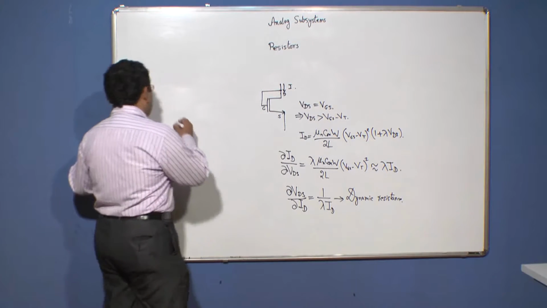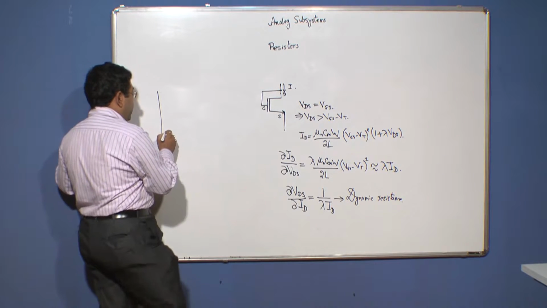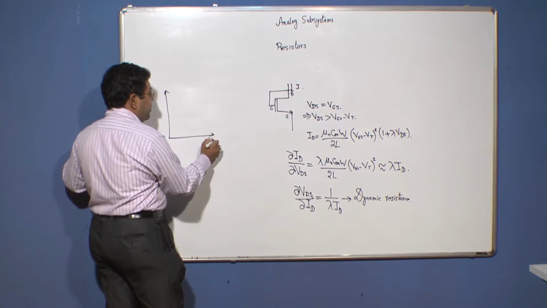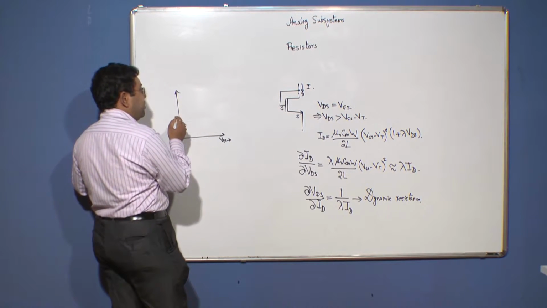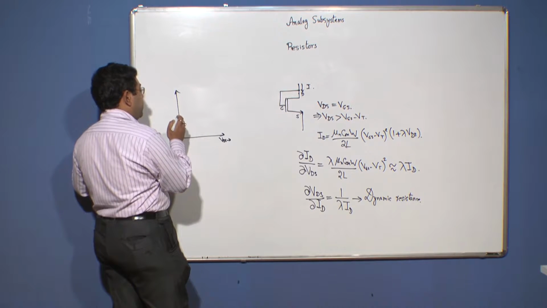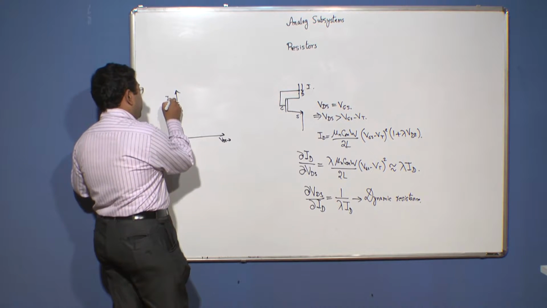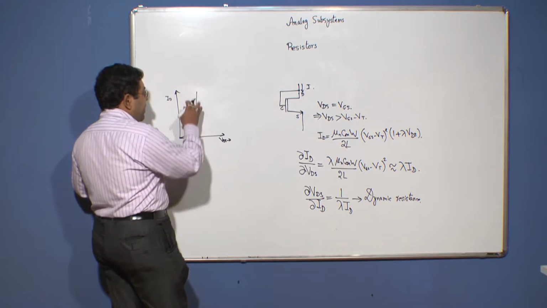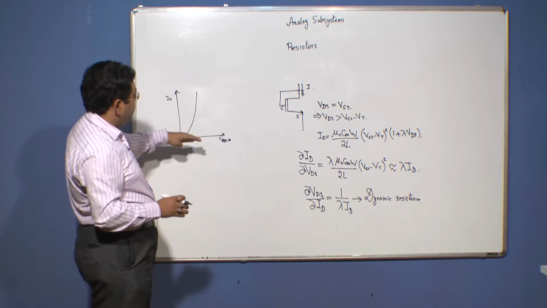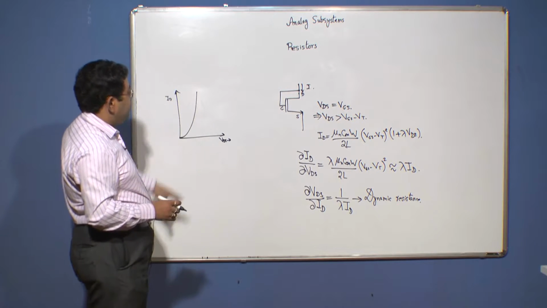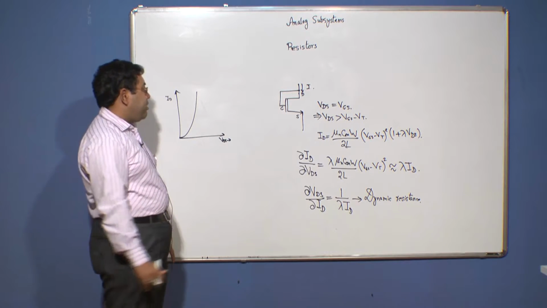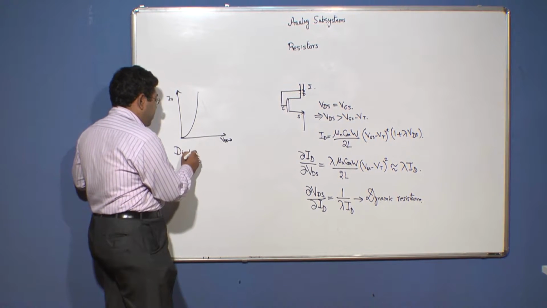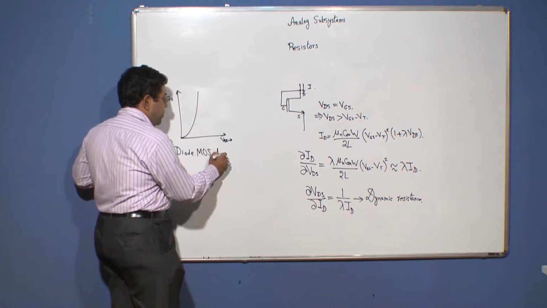Now, if you see the VDS versus ID characteristics, you will basically get characteristics like this, and since this characteristics is somewhat similar to that of a p-n junction diode, it is popularly known as diode MOS characteristics.